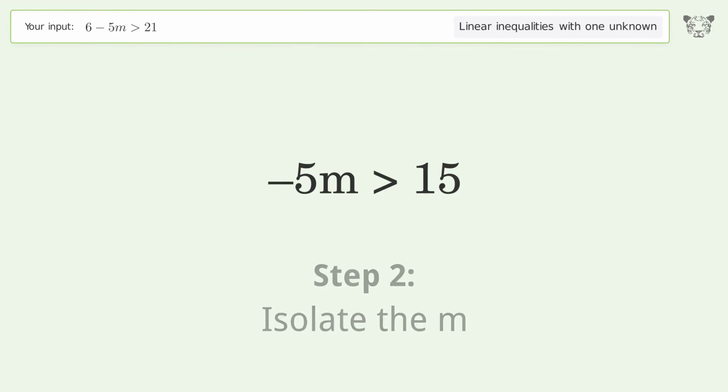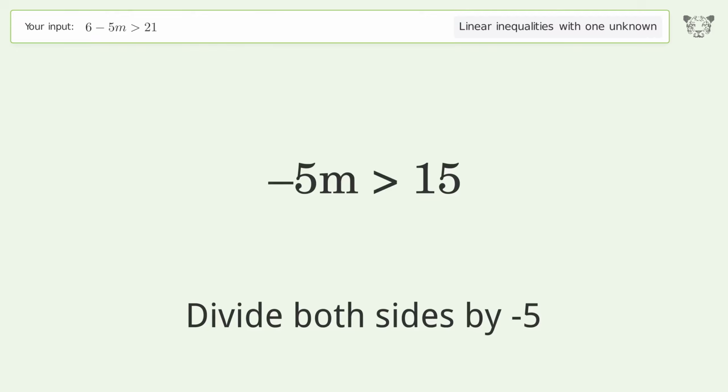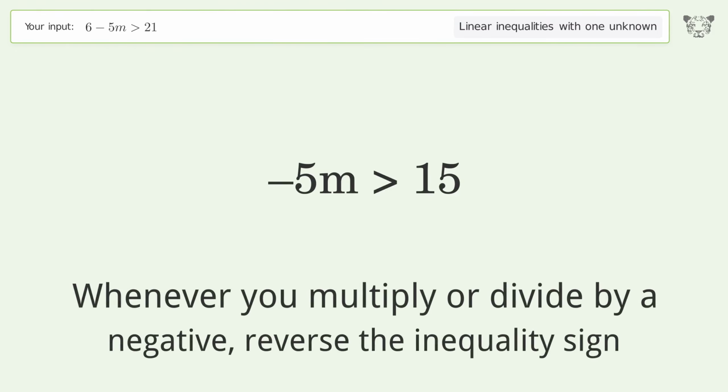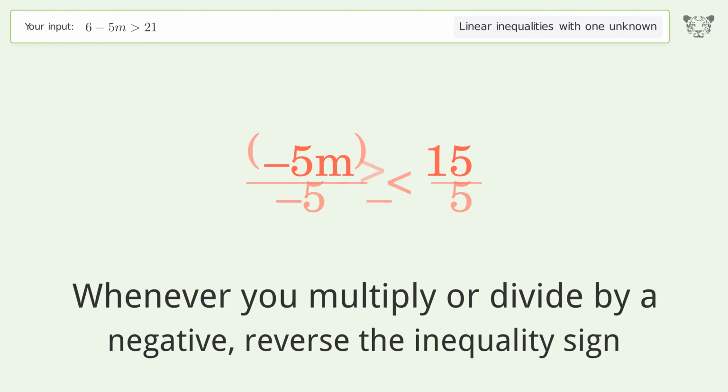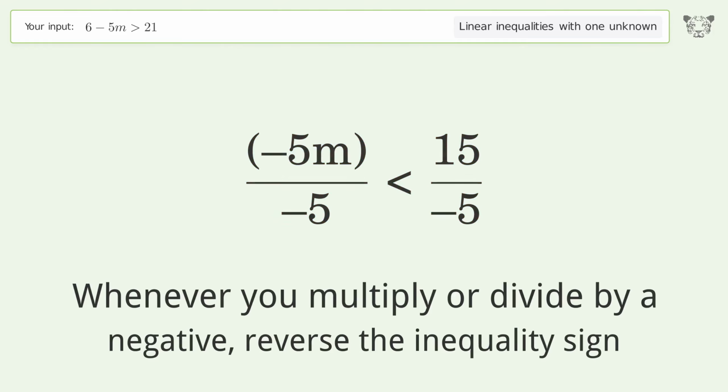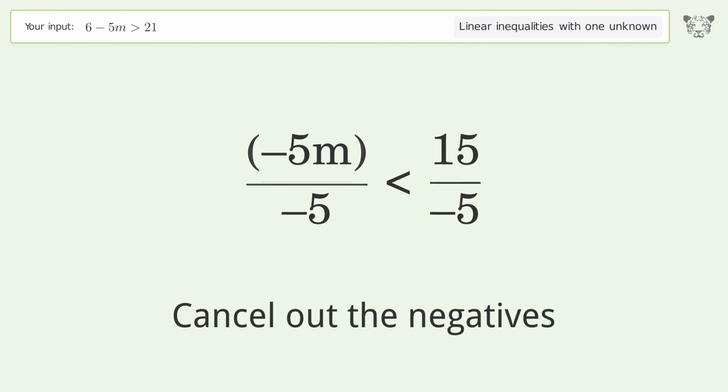Isolate the m. Divide both sides by -5. Whenever you multiply or divide by a negative, reverse the inequality sign. Cancel out the negatives.